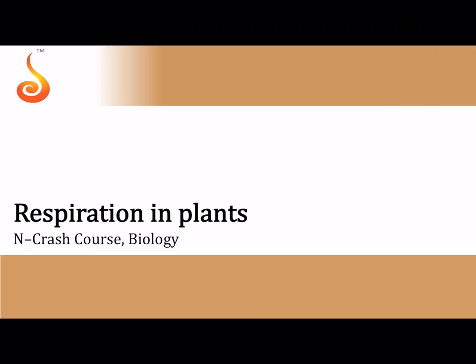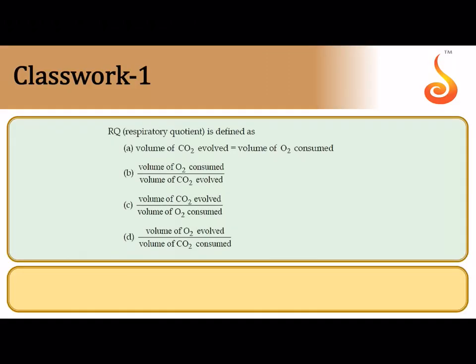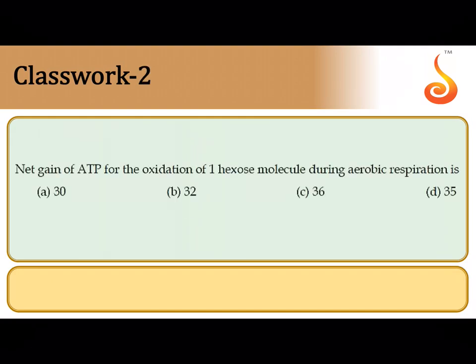Now moving on to the next chapter, that is respiration in plants. What is the formula for respiratory quotient? It is the volume of carbon dioxide evolved to volume of oxygen consumed. So that is the equation. Net gain of ATP from oxidation of 1 hexose, that is a glucose molecule: from 1 glucose molecule we get 36 ATP molecules. So the net gain is 36 ATP.